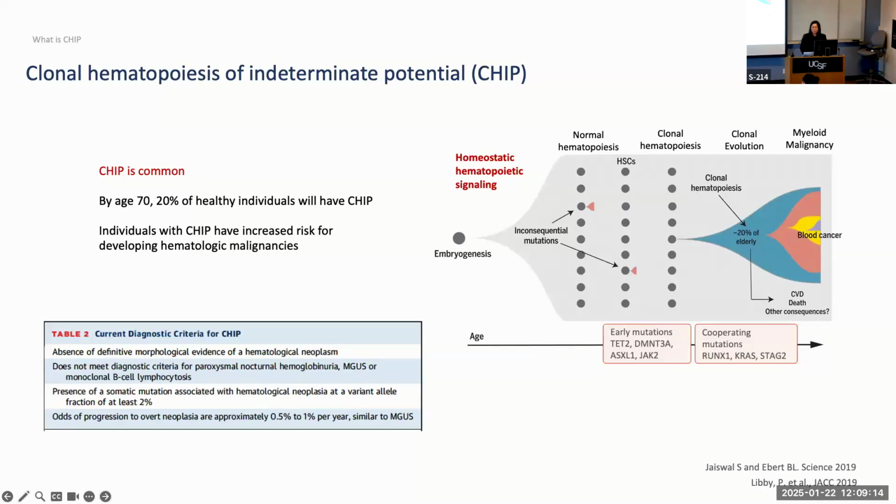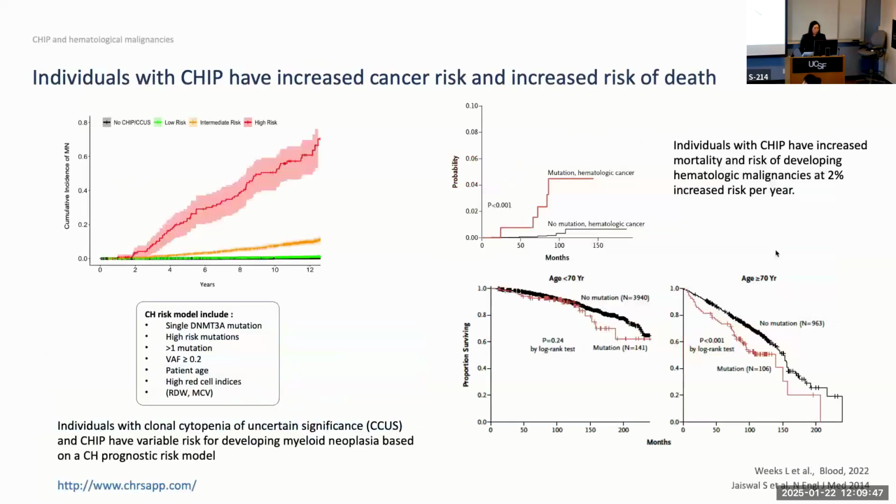So what happens to the majority of these people who have CHIP mutations? As I mentioned, most of these are inconsequential, and those that develop CHIP and clonal expansion also don't really develop any disease. However, there is a process where clonal evolution can occur, and that's the accumulation of a secondary mutation or cooperating mutations, and this includes mutations in genes including RUNX1, KRAS, and STAG2, and this can lead to malignancy progression, including MDS or myelodysplastic syndromes and leukemias. So it makes sense that individuals with CHIP have an increased risk for developing cancer and increased risk of death.